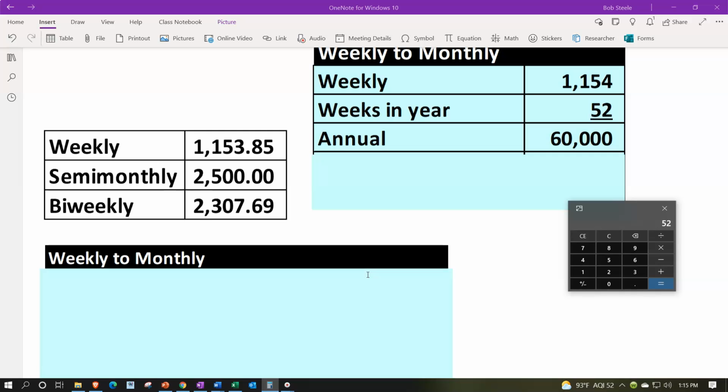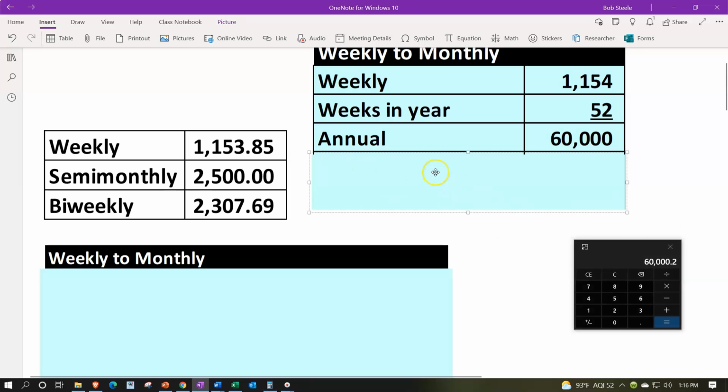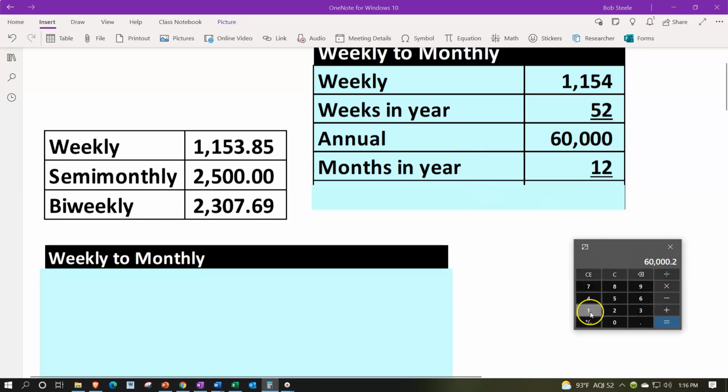1153.85 times 52 is going to give us about 60,000 here. And again, there's rounding here because we tried to make it come out to 60,000 exactly to match all these up. So that would be the annual amount. So if we have the annual amount, then we can bring it back to the monthly amount by taking that divided by the number of months in a year, which would be 12, and that would give us the 5,000.